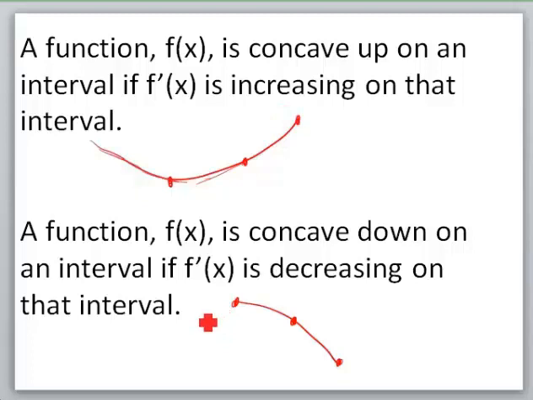If the derivative of the function is decreasing, so here it's positive, then it's 0, and then it starts becoming negative and more negative. So f prime of x is decreasing on that interval, then I know it's concave down. And this is what concave down looks like.